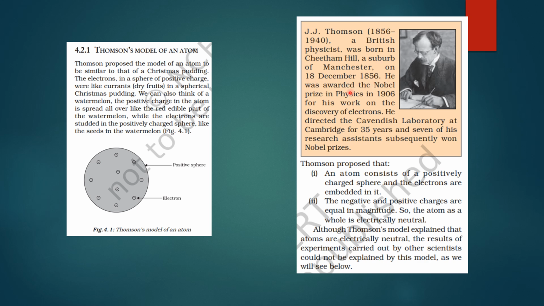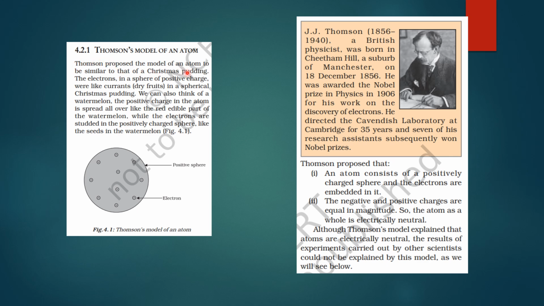He was awarded Nobel Prize in Physics in 1906 for his work on the discovery of electrons. तो ये इनका एक major work था. Okay. He directed the Cavendish Laboratory at Cambridge for 35 years and 7 of his research assistants, they subsequently won the Nobel Prizes. Right? So very good work they did. So now let's see the model.